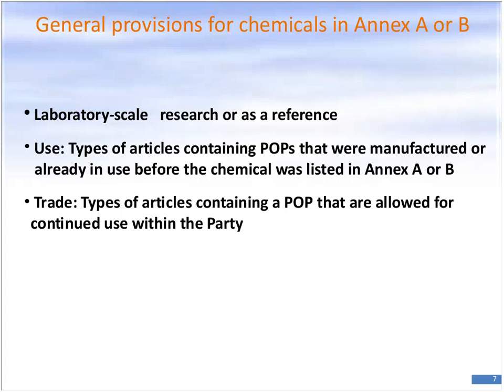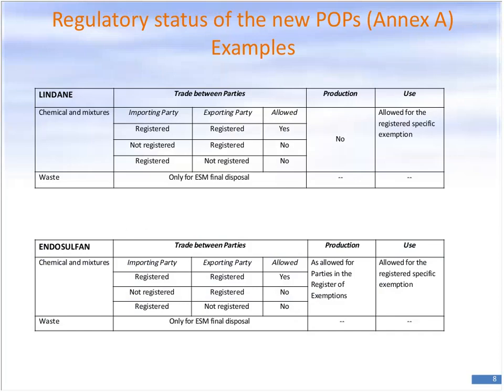And then also, if two countries have the same types of articles still in use, have notified that to the Secretariat, then also the trade between these two parties with these articles is allowed. Now, next slide. Now we have the regulatory status of production, use, and trade for the new POPs, which are in Annex A in this table, and I only have those chemicals where there is still any use allowed.